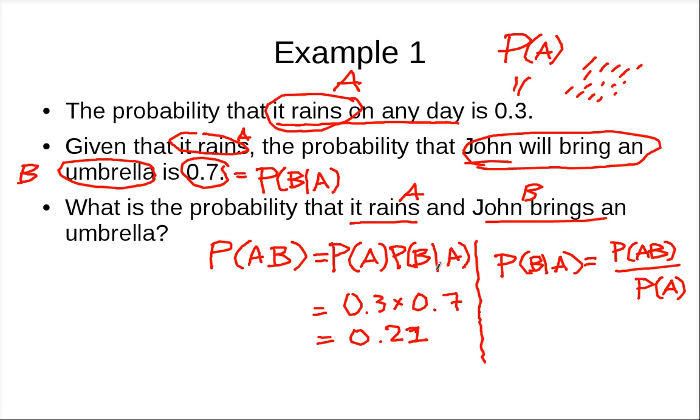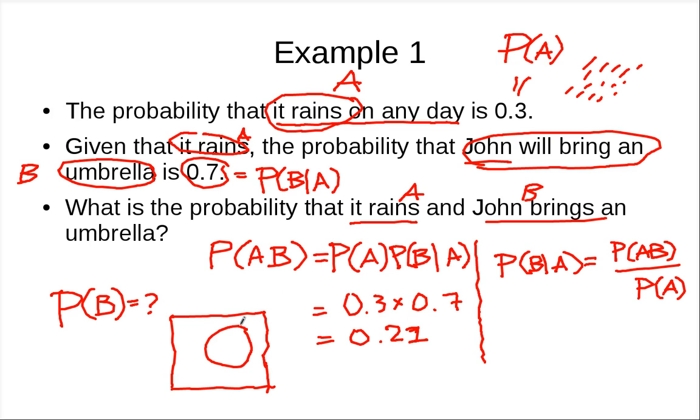My next question is: is it possible to find P(B) with the given information? Let me pause for a few seconds to let you think. Let's draw this Venn diagram. This is the sample space, and this is A and B. The information given is that this circle is 0.3, and 0.7 says that this part over this part is 0.7. Now, if you look carefully, we know nothing about this. So with the given information, we have no idea what the probability of B is.